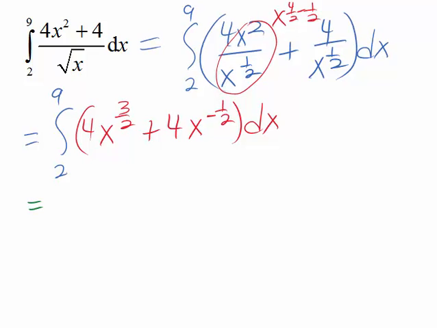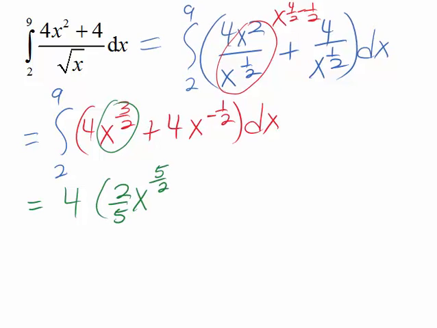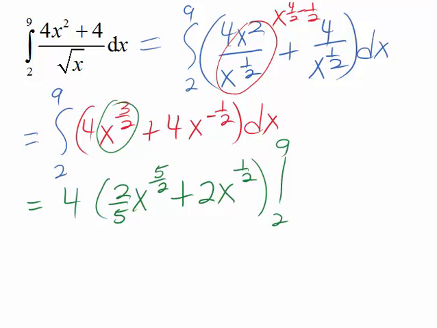Well, let's go ahead and pull that 4 out in front. So we've got the 4, and then we're going to integrate this. So this would have been 1 higher power, which would be the 5/2, and then we need the reciprocal of that power. And then plus this one would have been 1 higher power, so that would have been the 1/2, and we need the reciprocal of that power. And then we need to evaluate this from 2 to 9.